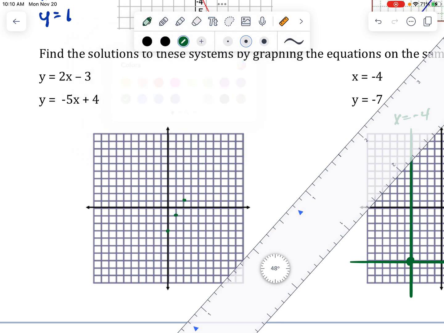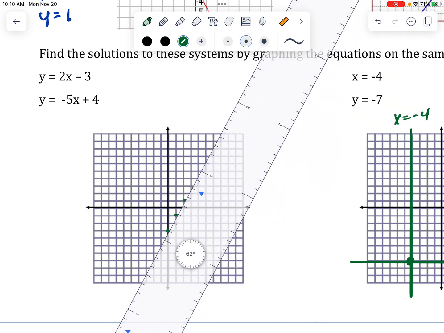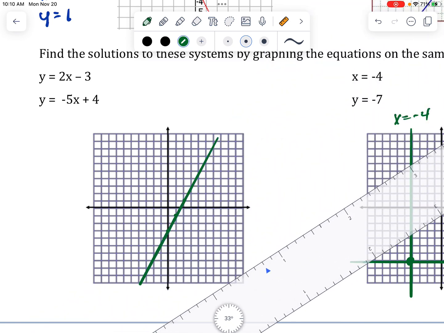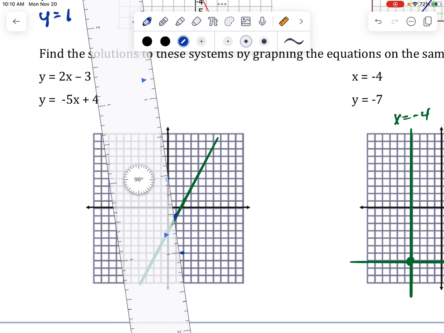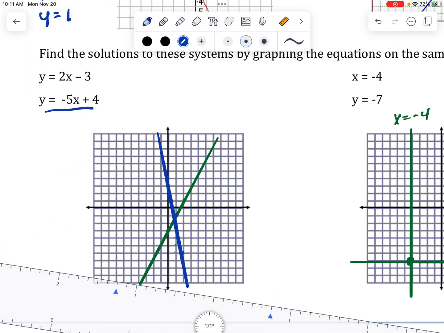Oh, let me go back. So plus 4, 1, 2, 3, 4. Slope of -5, down 5 over 1. Down 5 over 1. And let's draw my line. So this is the blue one. This is the green one.